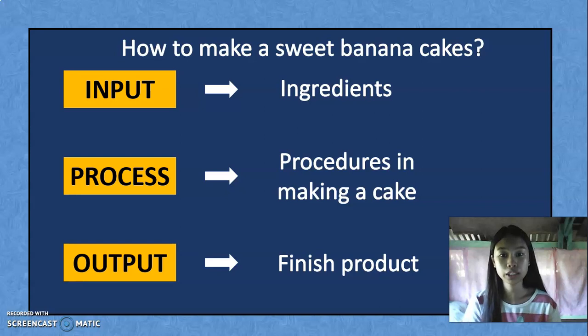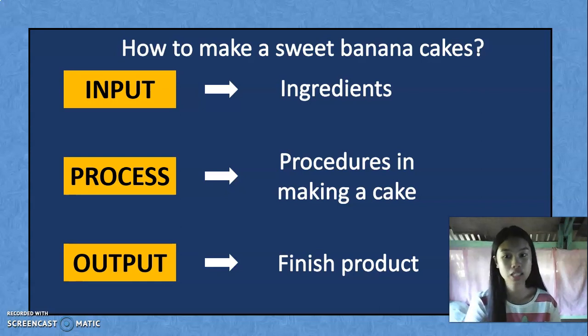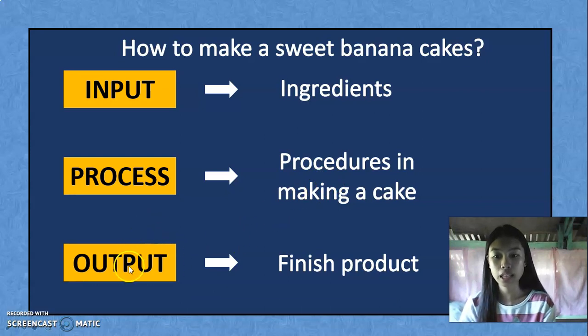For example, first, we need some baking powder, some bananas, some other things to make a banana cake. So, and the next is the output. So, the output is the finished product which is expected, the sweet banana cake.